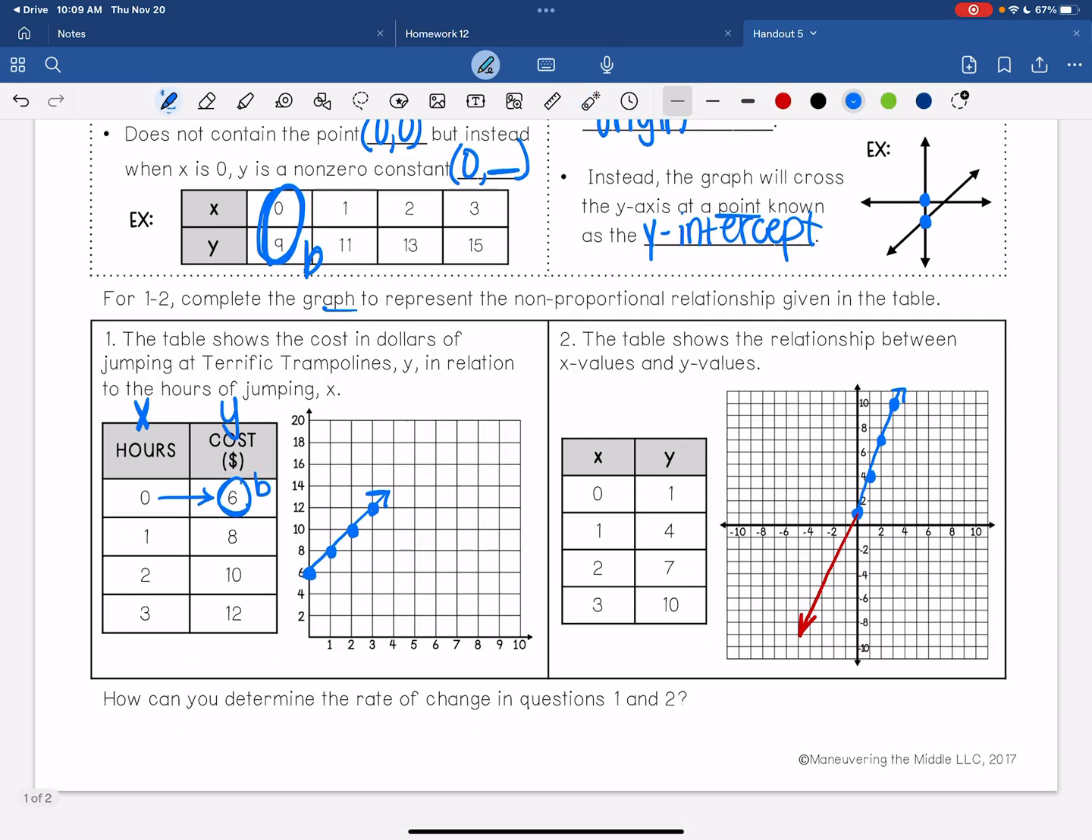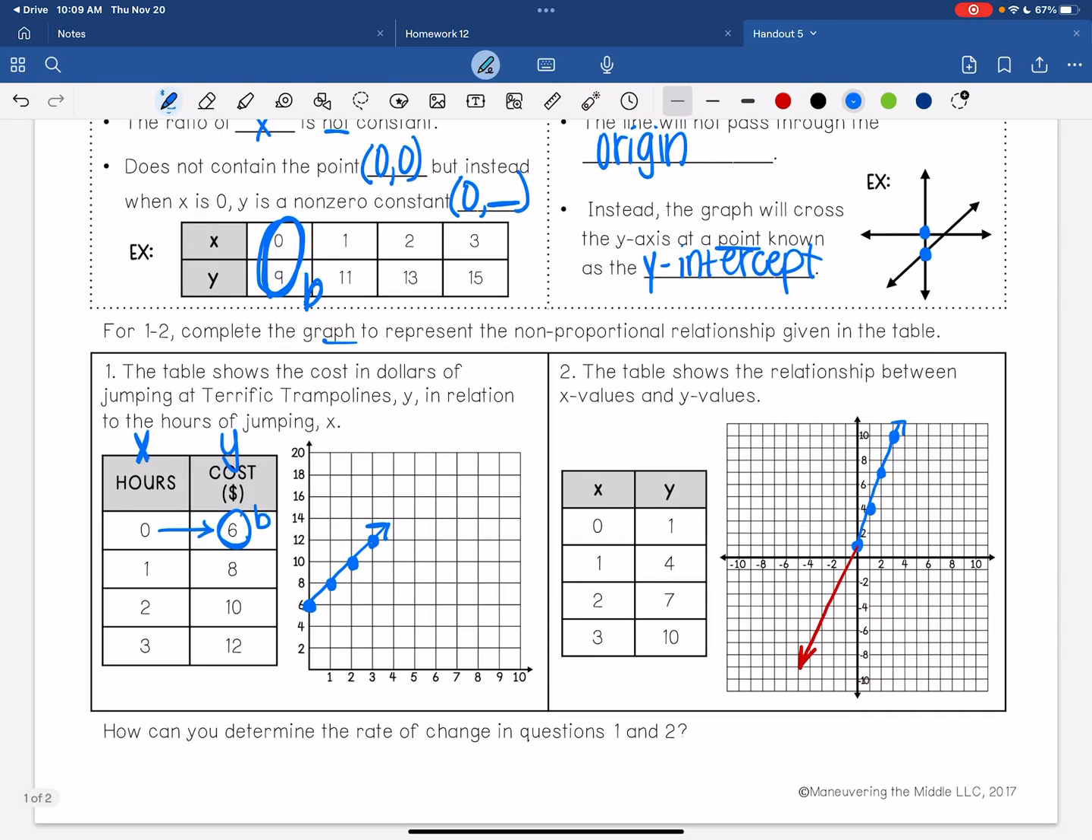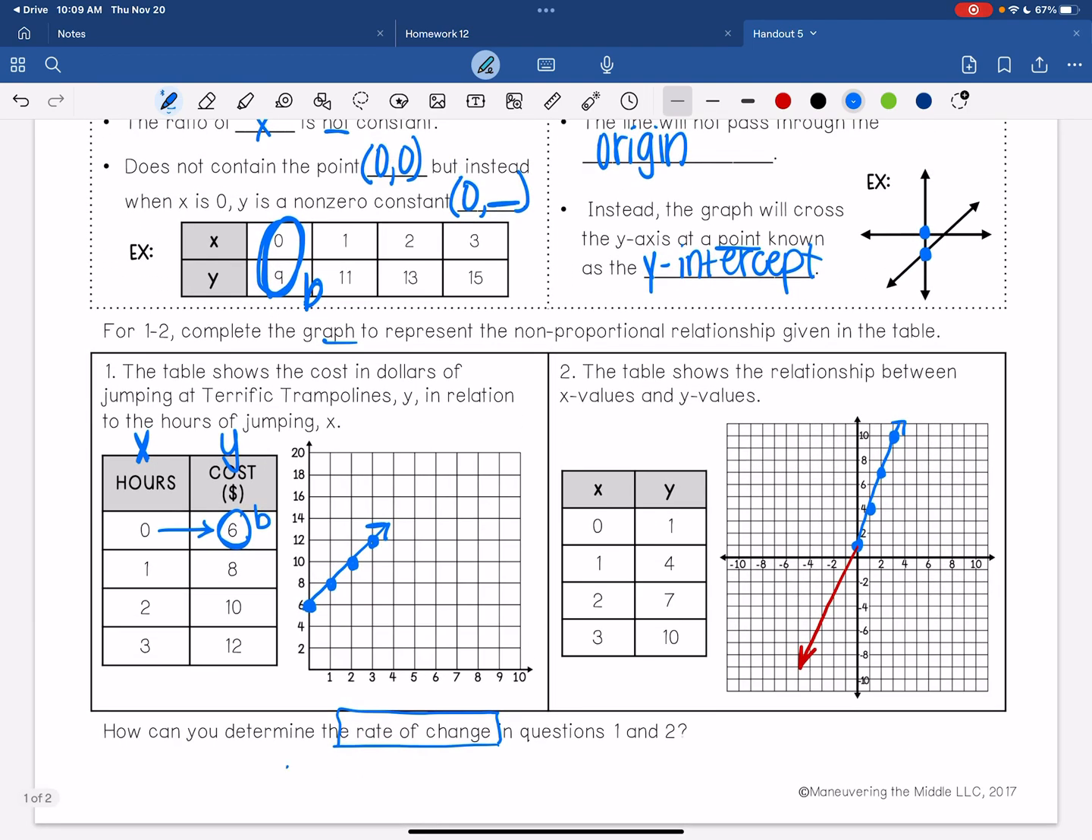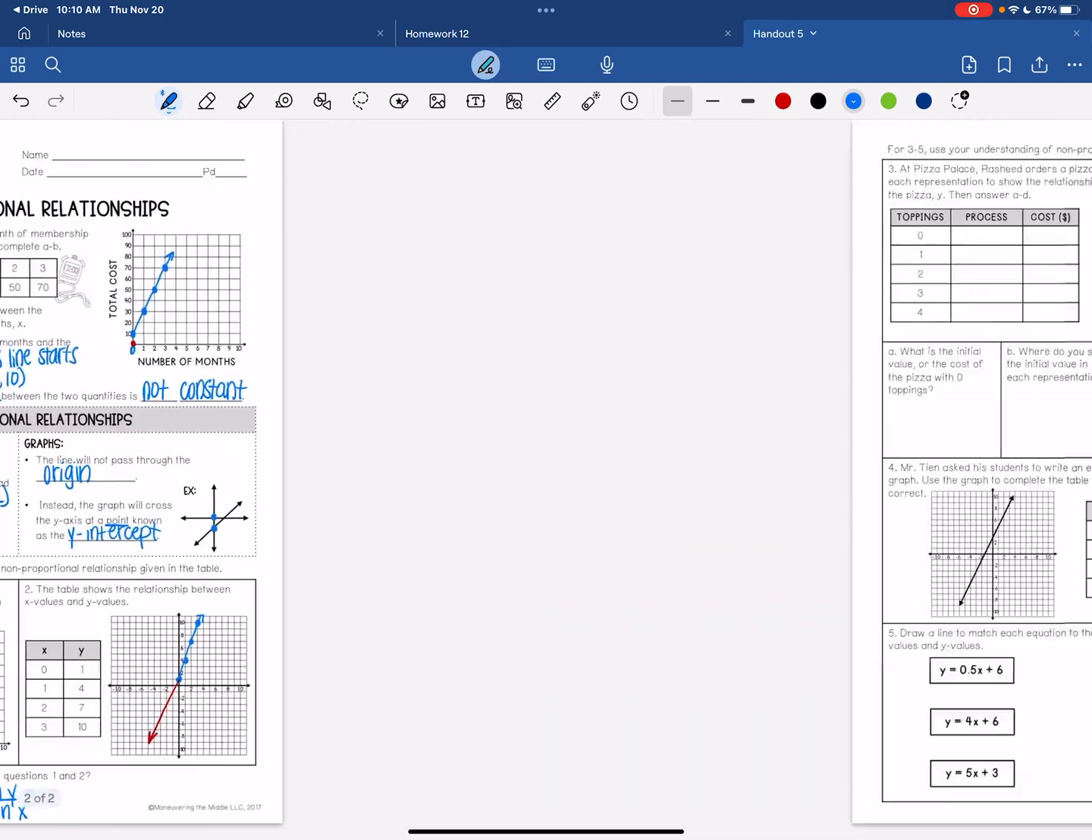All right, flip it over, down here at the bottom. How can we determine the rate of change? We already know this. We learned it last week. Anytime we're finding the rate of change, m, we're always going to do change in y over change in x. Remember, we are not just doing y over x anymore. We're looking at how they're changing. That's the most important part. Okay. All right, on to the next page.